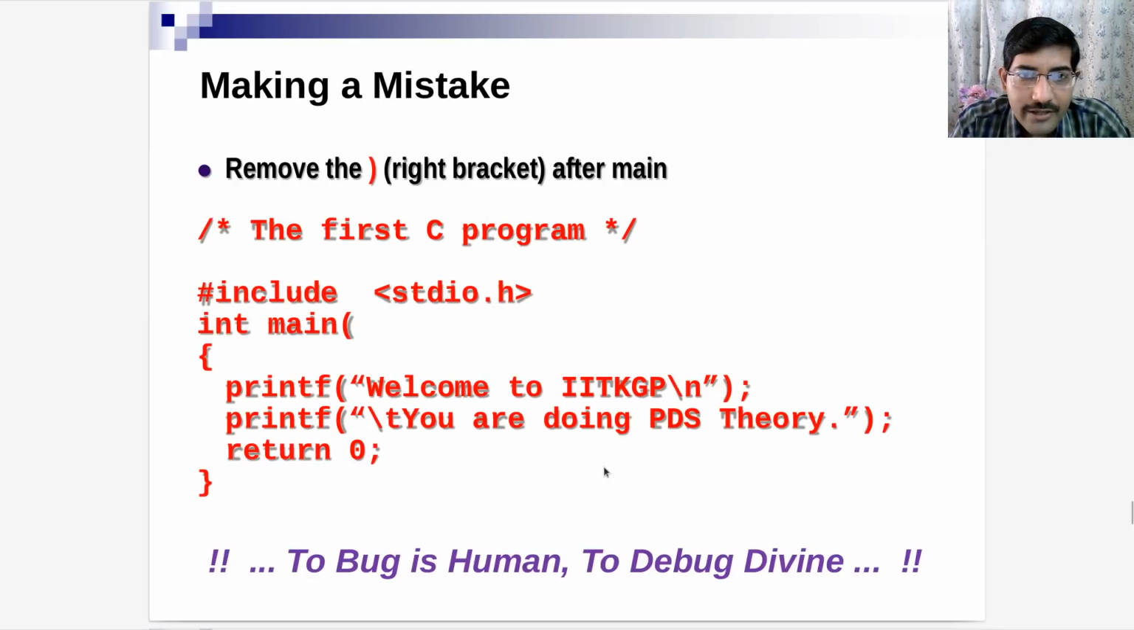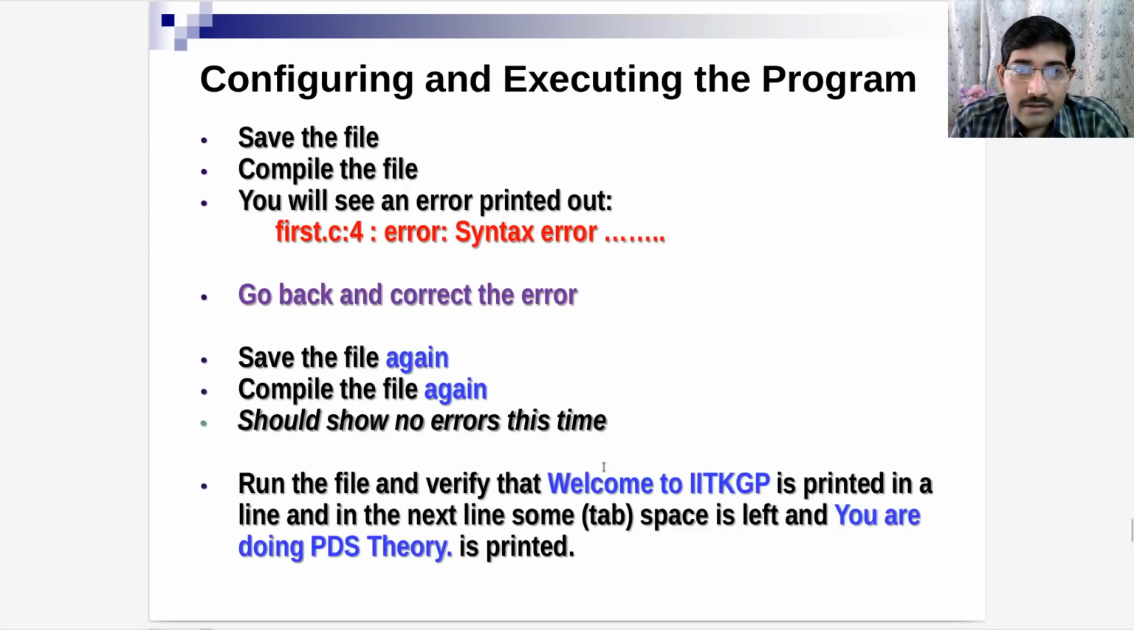So I request you, when you first write a program, try to do some nuisance to it. I mean, try to remove something, try to write some garbage into it and see how the errors come, because that is also a good lesson for you, since you yourself have to debug what you are writing. So you go back, correct the error and save the file. Then finally you will see, as I already told, welcome to IIT KGP in the first line, and the next line, with some space on the left, you are doing PDS theory, ending with a full stop.